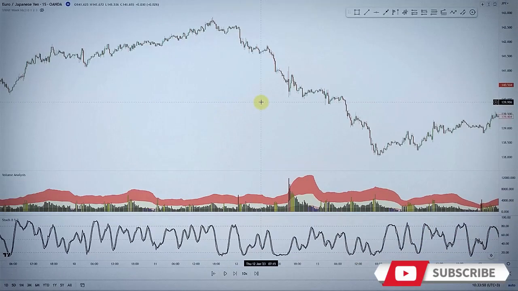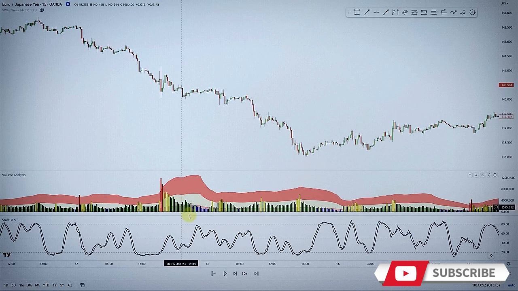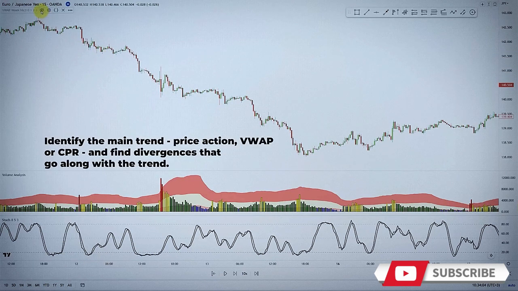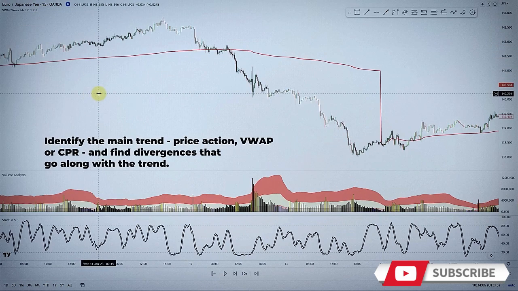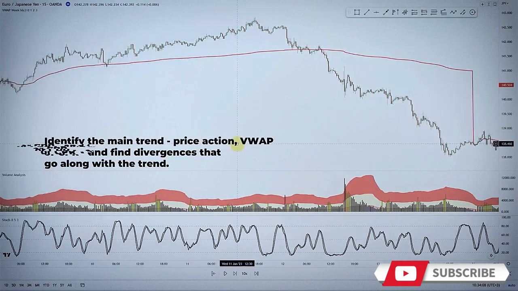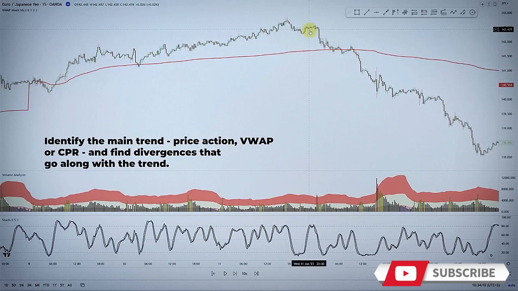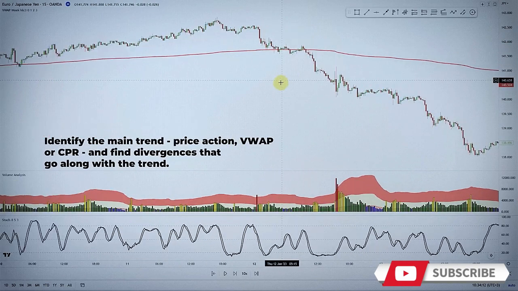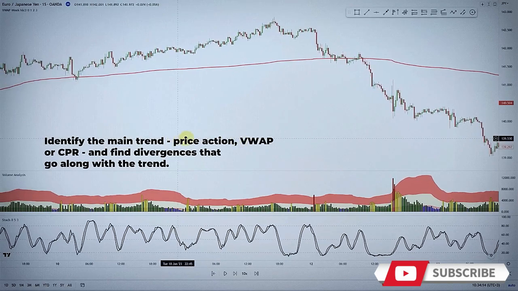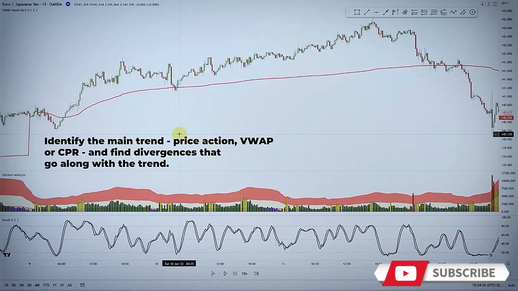The reason why so many day traders fail when taking divergent signals is because they take counter-trend signals. They spot a regular divergence and immediately think the market will reverse. A smarter way to trade divergences is to identify the main trend, maybe with price action, maybe with the VWAP or the CPR indicator, and find divergences that go along with the trend.